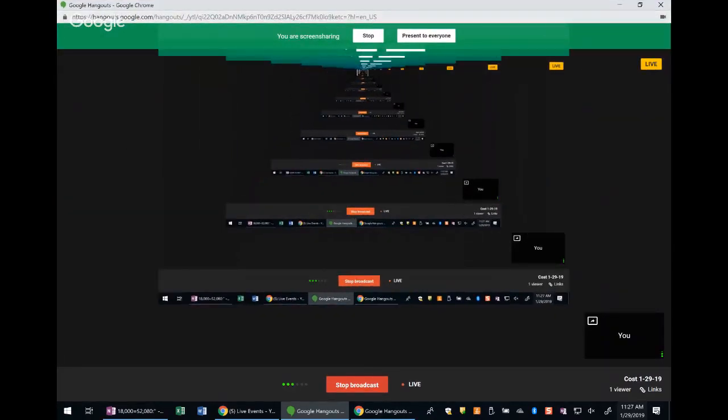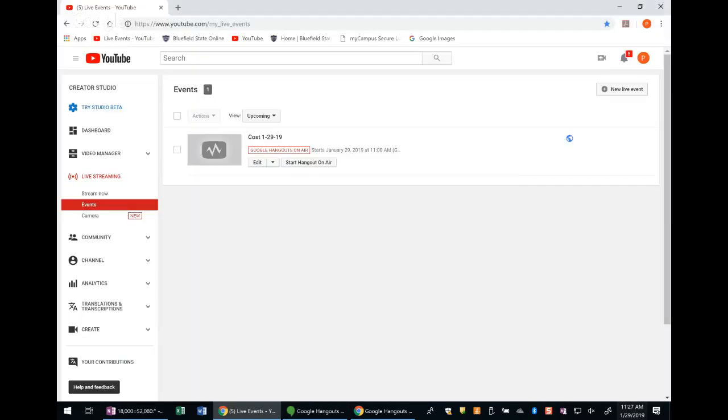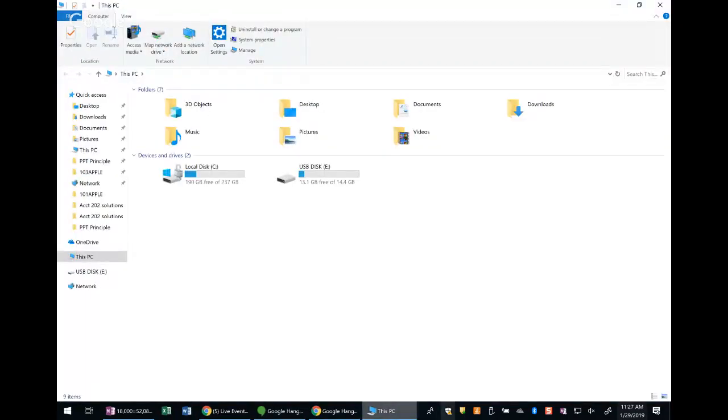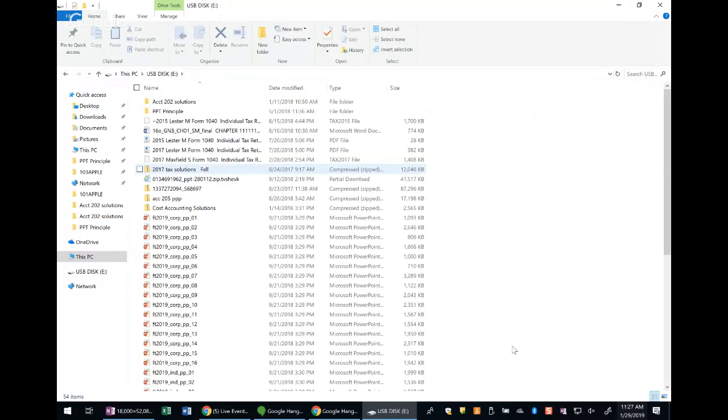$6 plus the $42. All right, I'm going to go and find the solution to this one so you can see the whole picture. So when we start making journal entries, I've got to go over here and make sure we're on the right track with this overhead rate.